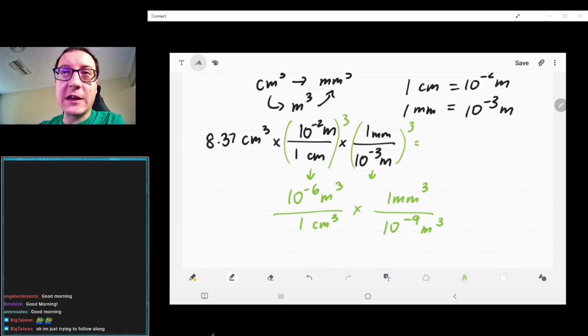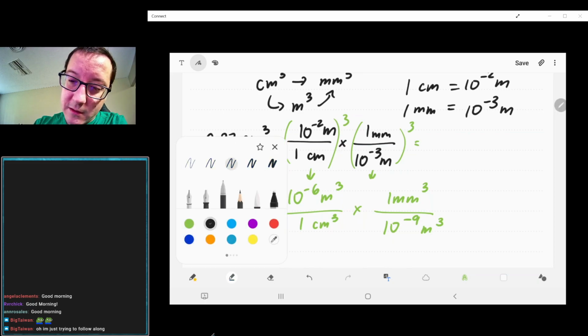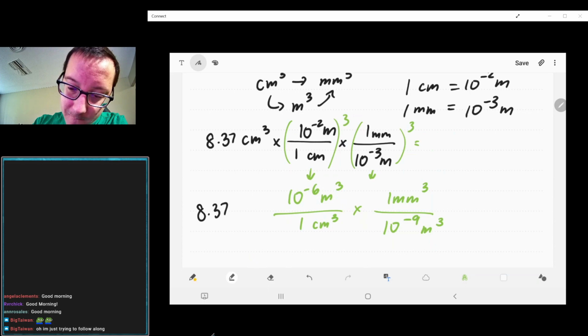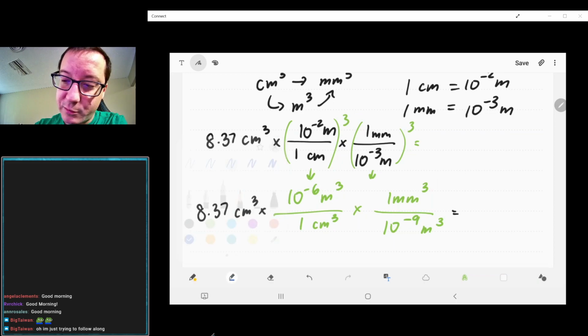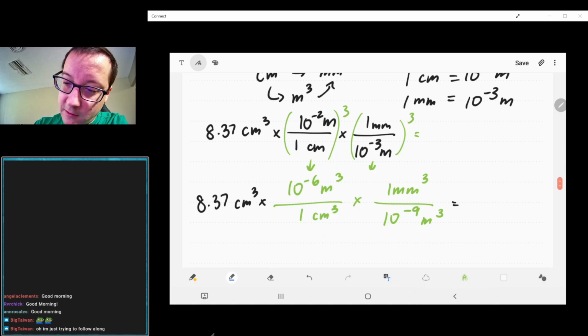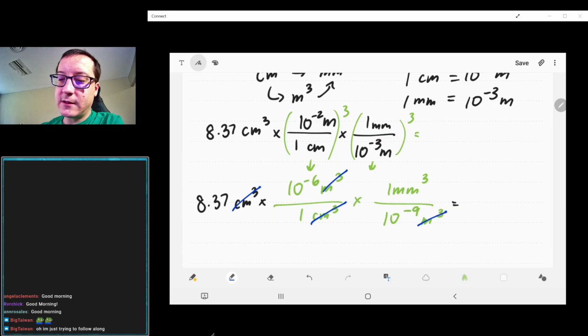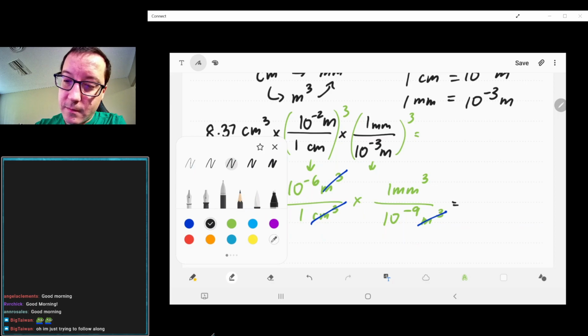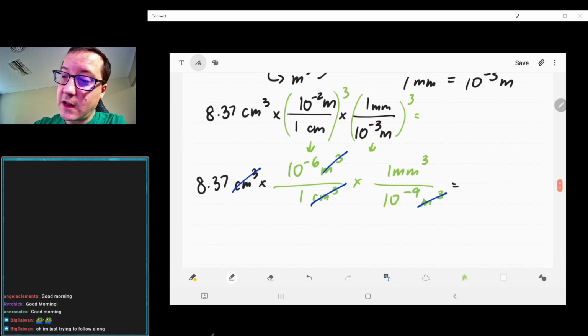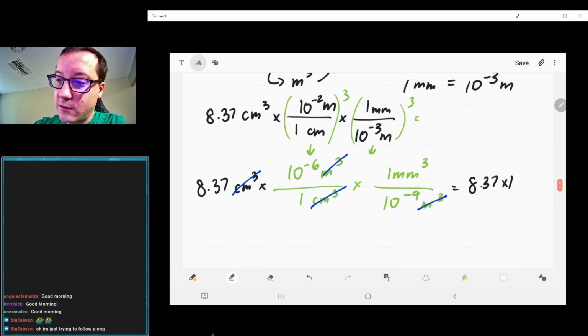So, if we now take a look at our units, now that we've cubed our conversion factors, let's go back to black. Oh, now we can see. I'm going to just use blue because red and green don't really look good together. Aha! Centimeters cubed cancels. Meters cubed cancels. And we're left with millimeters cubed. Doing this math, we should end up with 8.37 times 10 to the third millimeters cubed. Hooray.